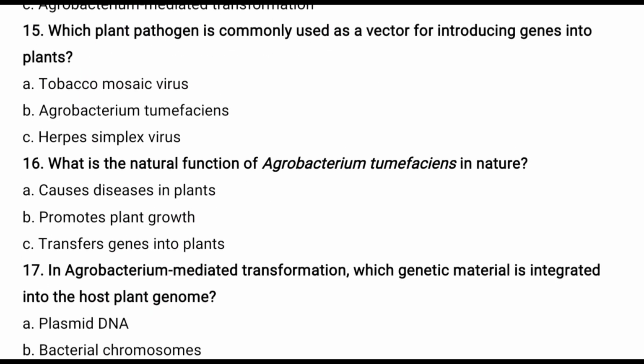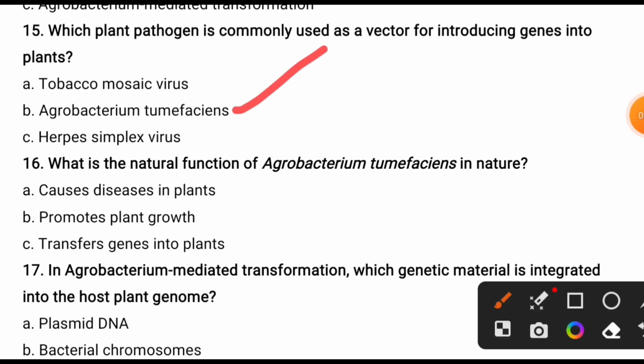Which plant pathogen is commonly used as a vector for introducing genes into plants? Options are tobacco mosaic virus, agrobacterium tumefaciens, herpes simplex virus. So the correct answer is agrobacterium tumefaciens. Let's see the next question.